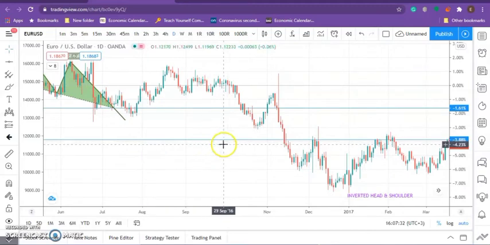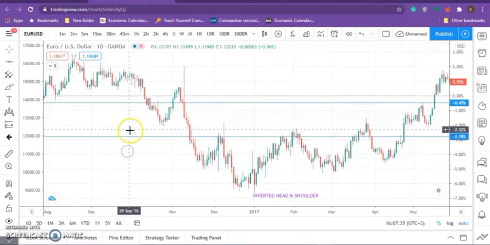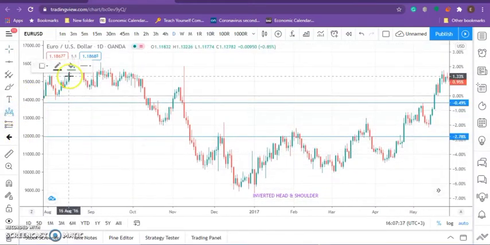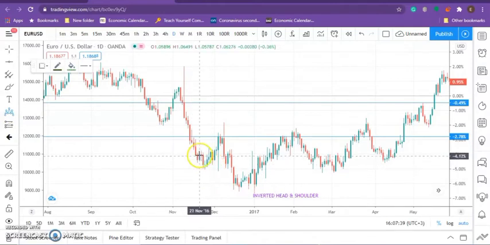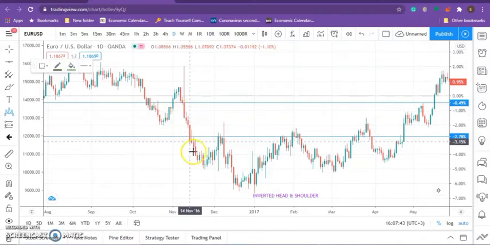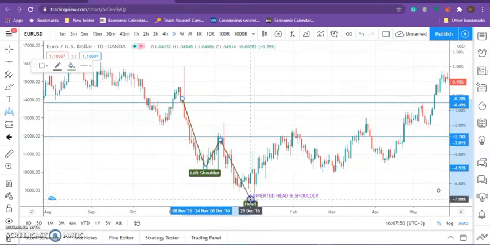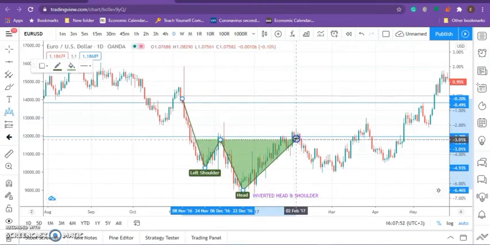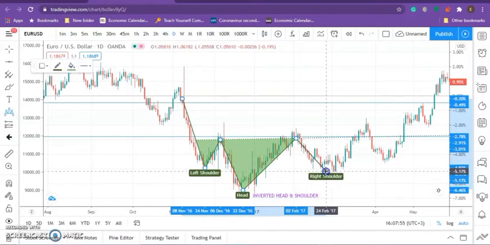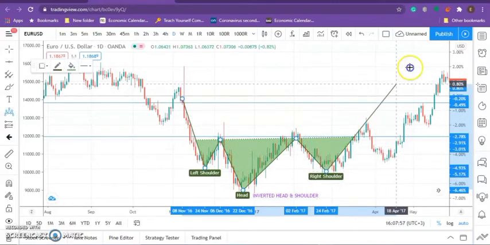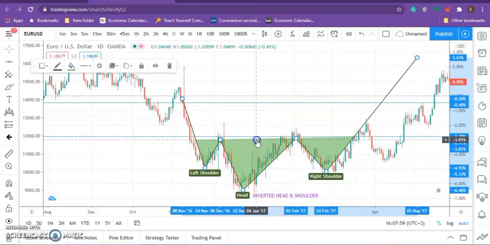So let's move to another one. So we go to an inverted head and shoulder. I'm going to start right here. So that this becomes my left shoulder, this becomes my head, this becomes the base of my right shoulder, this becomes my right shoulder. Just like that. And again, this is an inverted head and shoulder pattern.